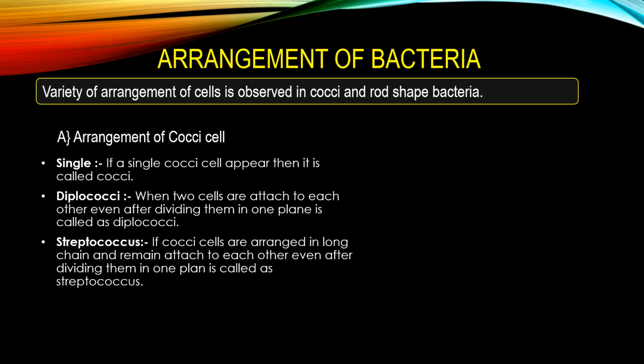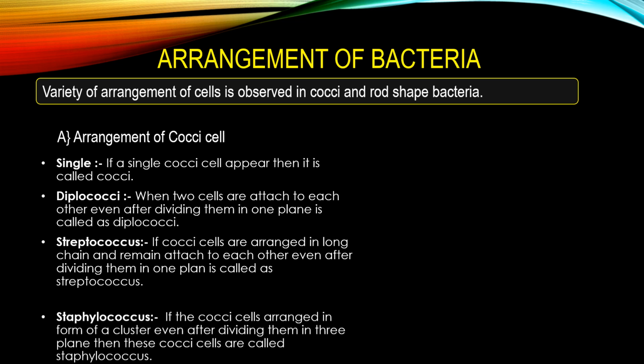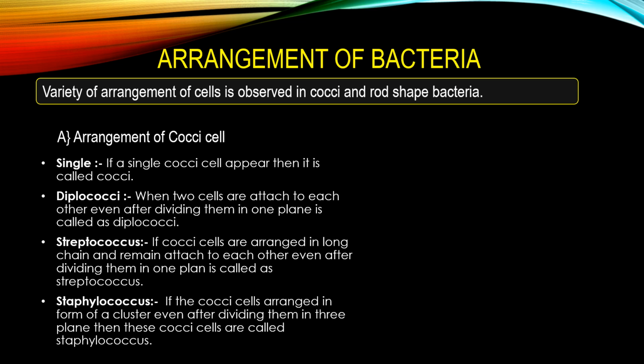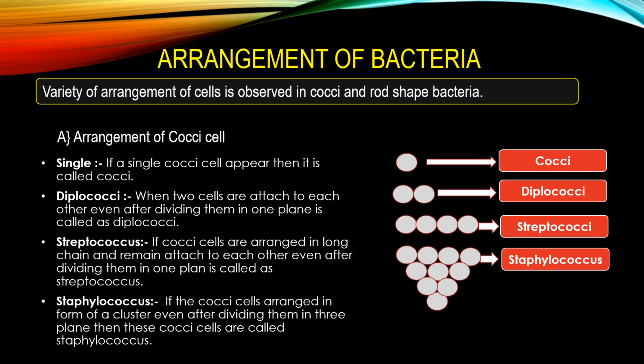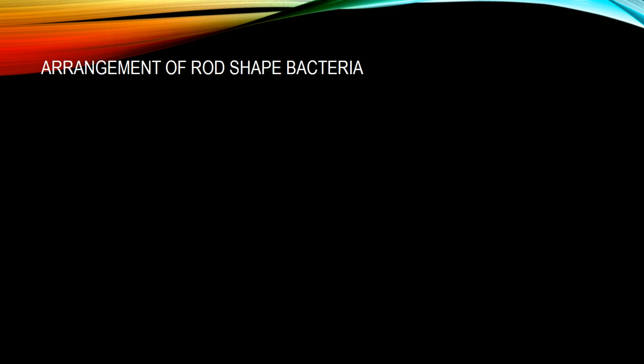If cocci cells are arranged in a long chain and remain attached to each other even after dividing in one plane, then it is called streptococcus. And the last is staphylococcus. If the cocci cells are arranged in the form of clusters after dividing in three planes, then these cocci are called staphylococcus. You can see in this diagrammatic representation cocci, diplococci, streptococci and staphylococci cells, the arrangement of cocci cell bacteria.